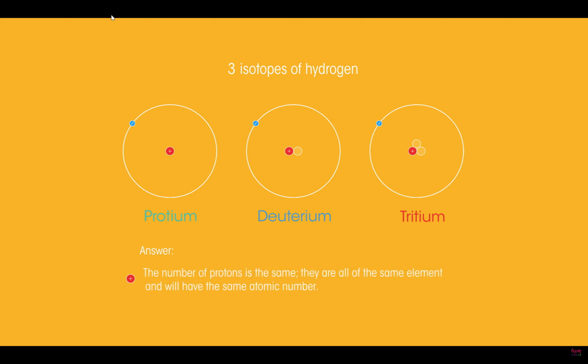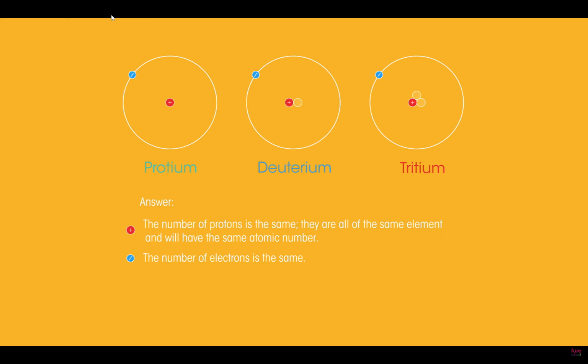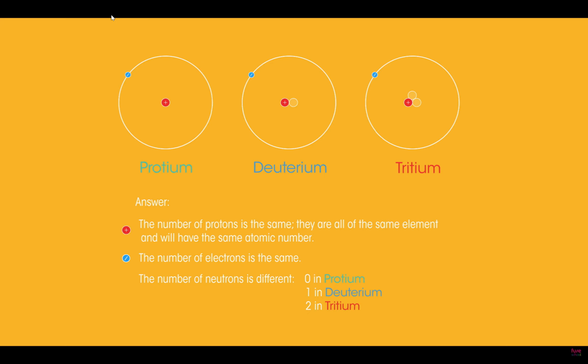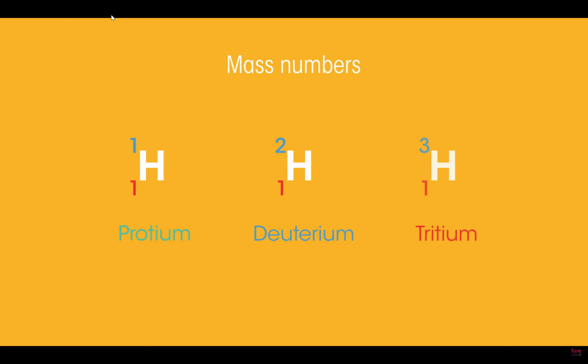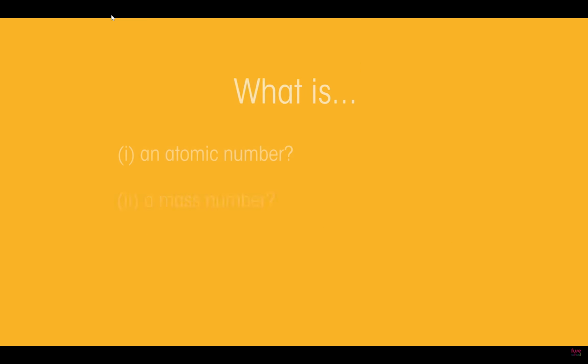The number of protons is the same, which makes sense because they are all of the same element and will have the same atomic number. The number of electrons is the same. The number of neutrons is different: 0 in protium, 1 in deuterium, and 2 in tritium. Consequently, the mass numbers are different. So, there we have atomic numbers.